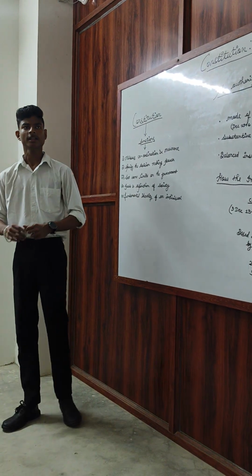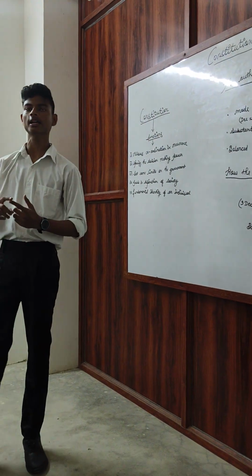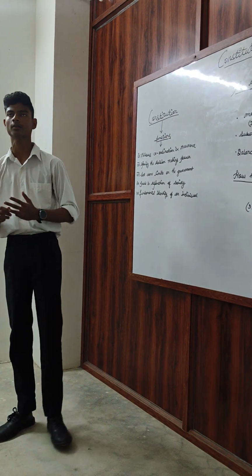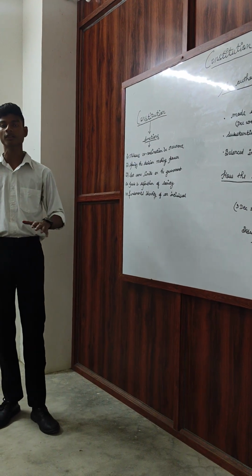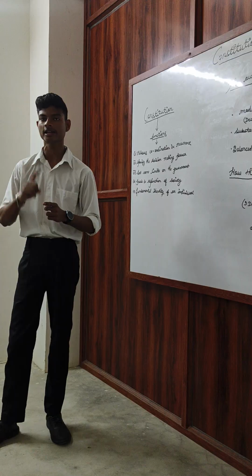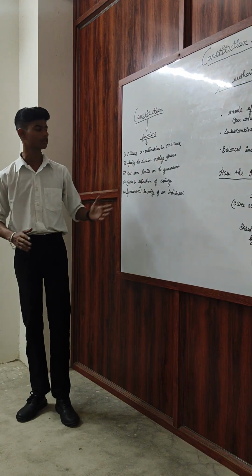How are these limits there? These limits are set by the fundamental rights. There are some fundamental rights like freedom of conscience, freedom of association, freedom of trade, and freedom of speech. So these cannot be trespassed by the government. They can be trespassed only when there is a national emergency, as well as under some terms and conditions that are mentioned in the Constitution.